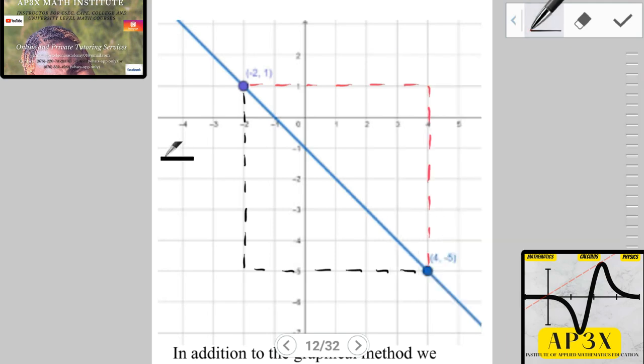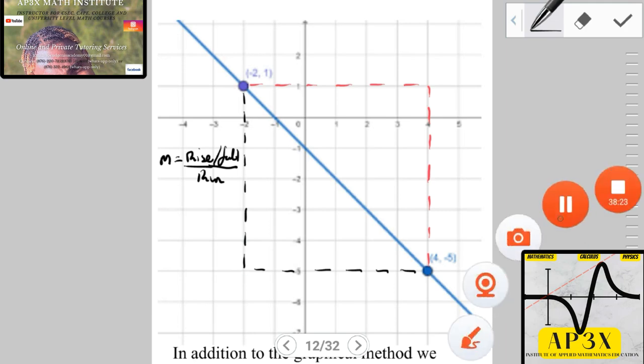We know that the gradient m is equal to rise or fall over run. So this time now, we're going to see if we're rising or are we falling. From this side here, we are falling. How much are we falling? What's the unit of the fall? 1, 2, 3, 4, 5, 6. So m is equal to a fall of 6.